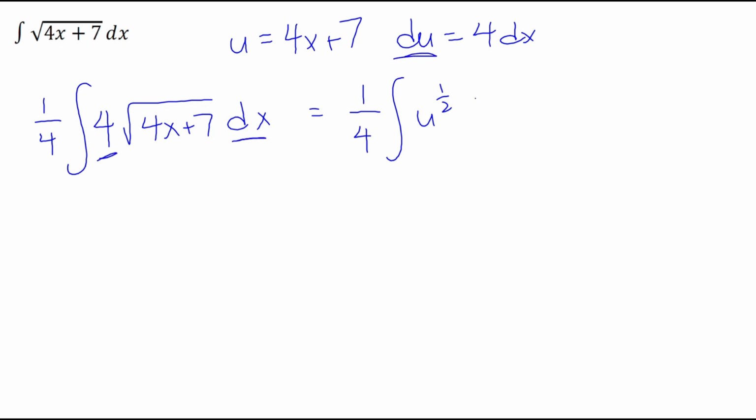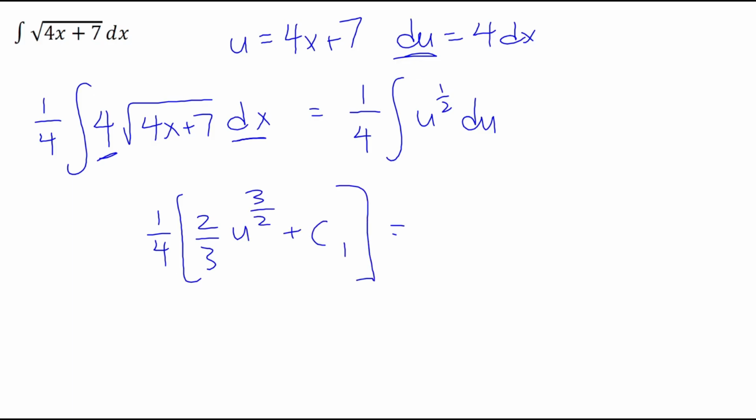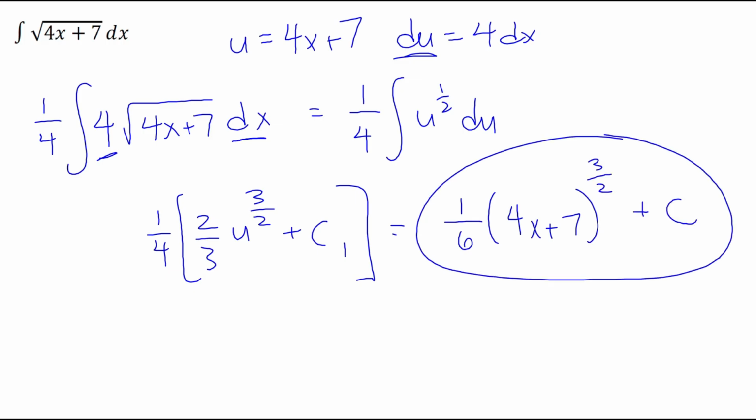dx becomes du. So the integral of u to the 1/2 is, once again, 2/3 u to the 3/2 plus some constant. We'll distribute the 1/4 through. 1/4 times 2/3 is just going to be 1/6. So we end up with 1/6 of 4x plus 7 to the 3/2 plus some constant.